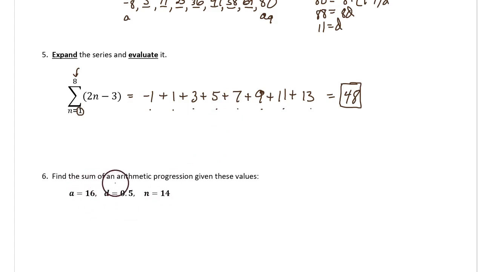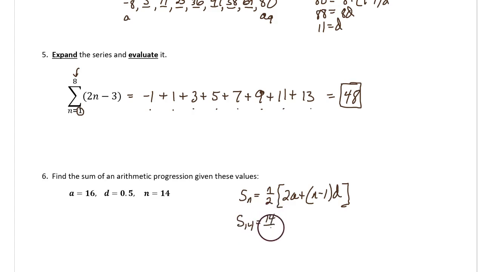Number 6, find the sum of the arithmetic progression given these values. Let's use the sum formula. S sub n equals n divided by 2 times 2a plus n minus 1 times d. And we want to find the sum of 14 terms. So it's 14 over 2, and then in the brackets, 2 times 16 plus then 14 take away 1, and d is 0.5.